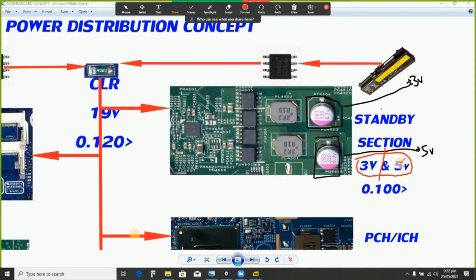3 volt, 5 volts is the next thing once 19 volt is generated. Why is it that 3 volt and 5 volt is the next thing? This is because it is converting 19 volts to lower voltage, because these 3 volt and lower volts are the voltages that we'll be using on the motherboard to power the rest. Do we all understand?